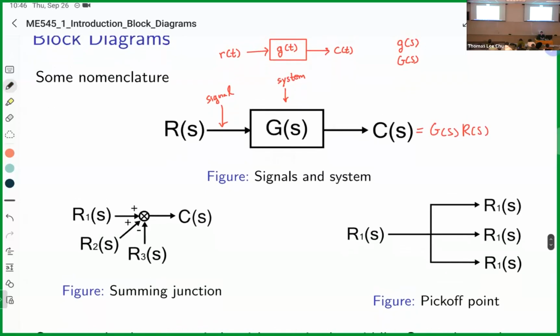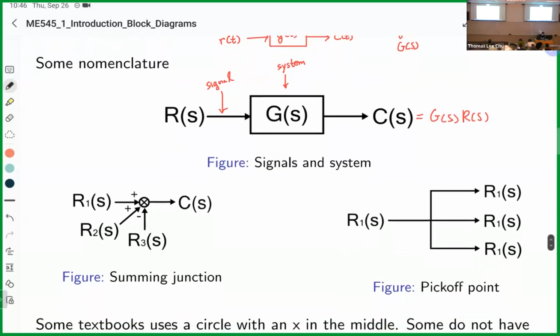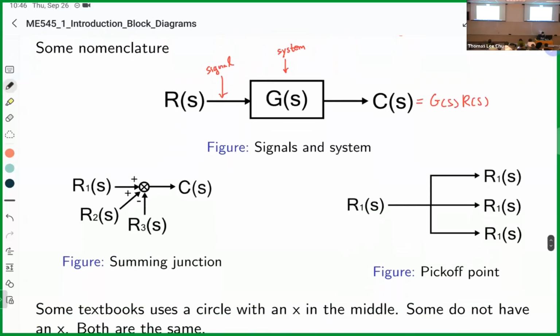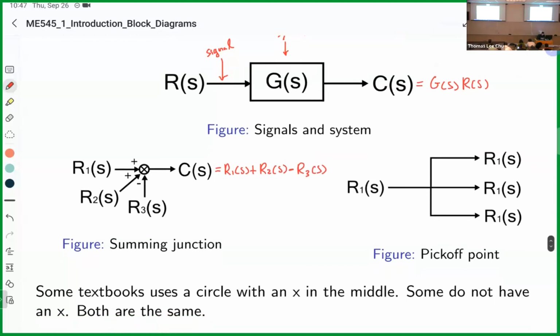Makes sense so far? Pretty straightforward, right? And down here we have our summing junction. Here what we do is we add our signals. So our output is going to be R1 plus R2 minus R3. Good so far? So that's called a summing junction.